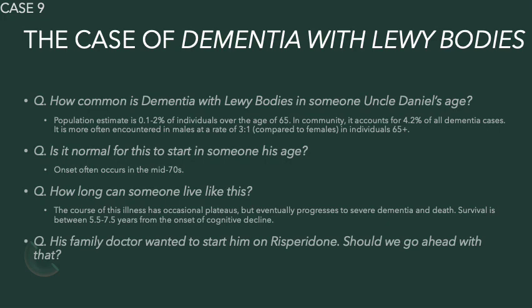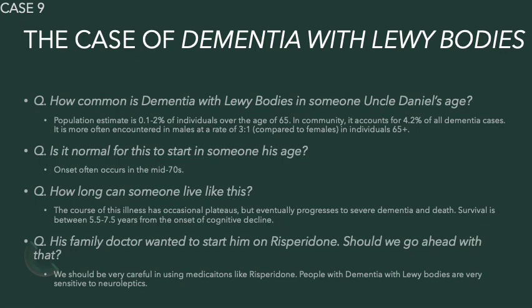His family doctor wanted to start him on risperidone. Should we go ahead with that? We should be very careful in using medications like risperidone. People with dementia with Lewy bodies are very sensitive to neuroleptics.